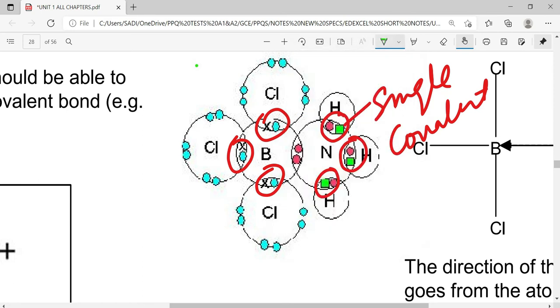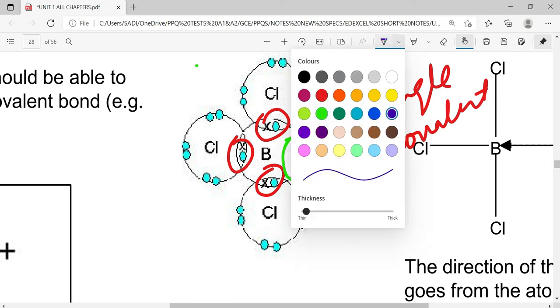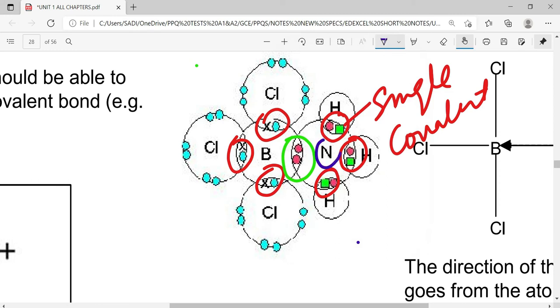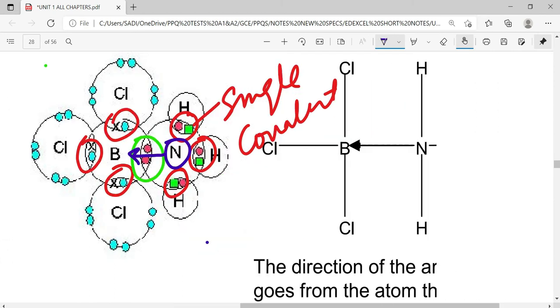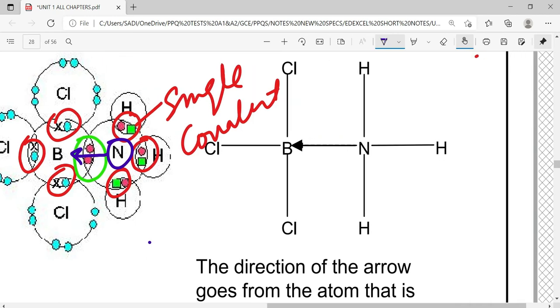But you will see something different here. And that something different is 2 dots are there. Who is providing these 2 dots? Can someone tell me who is providing these 2 dots? Nitrogen. Nitrogen from ammonia is providing these 2 dots. And to whom is it providing? To boron. If you focus here now, you can see that there is an arrow directing from nitrogen to boron. This is a dative covalent bond.